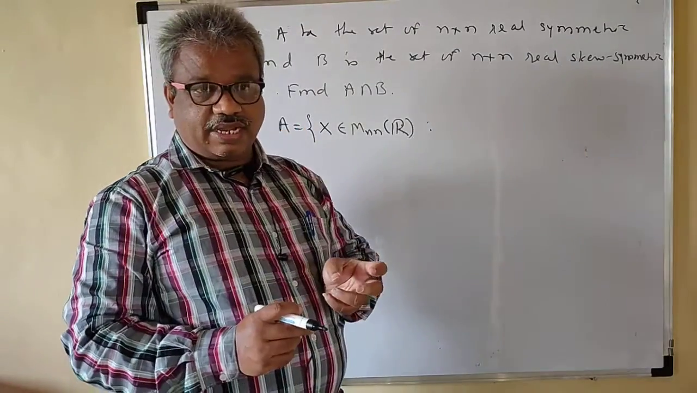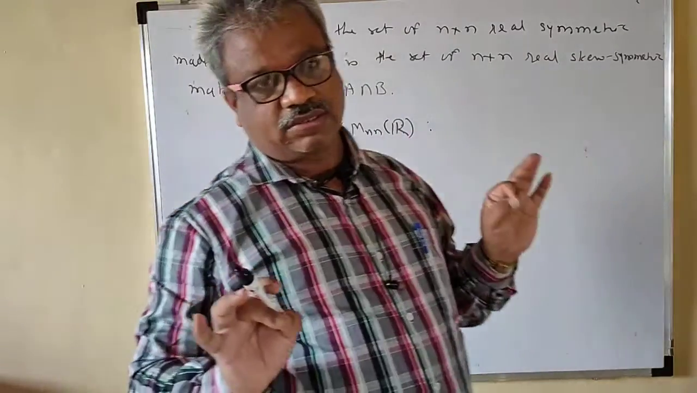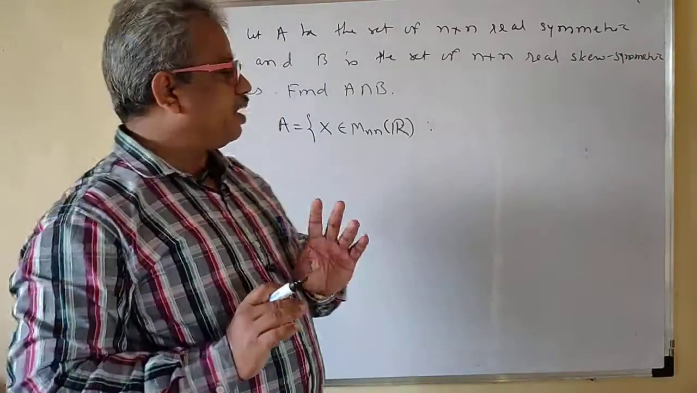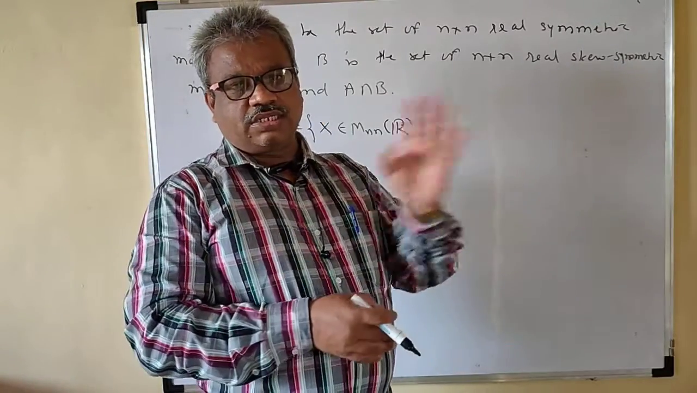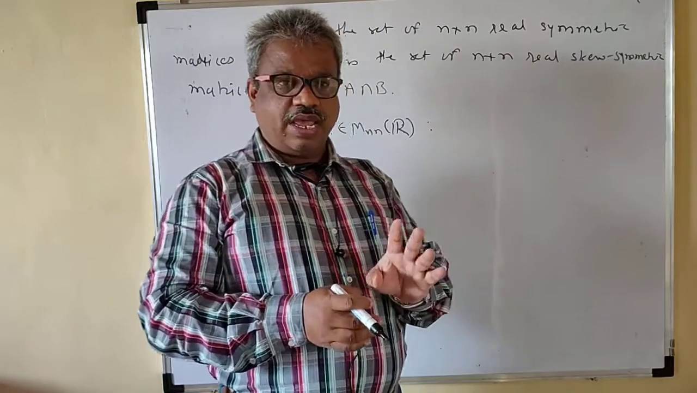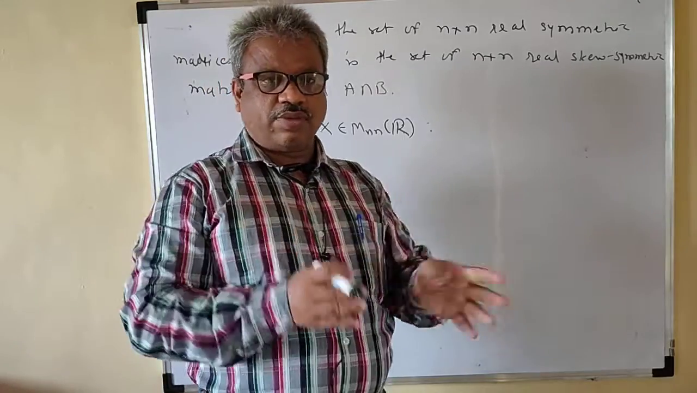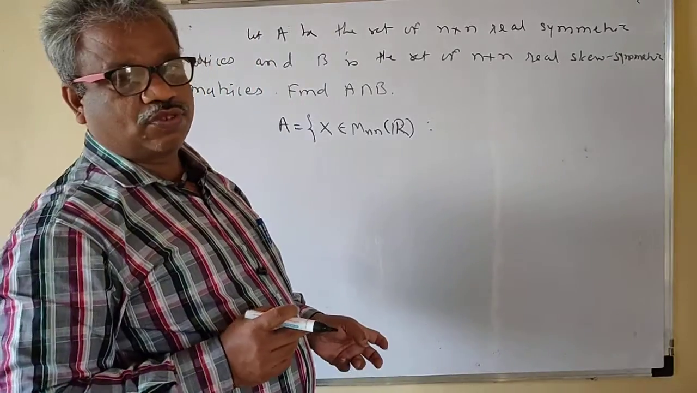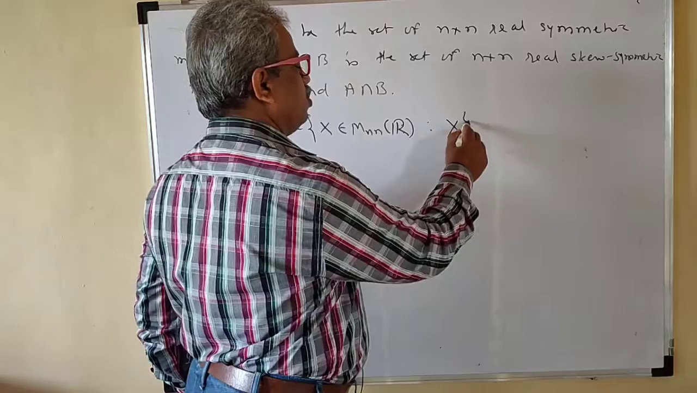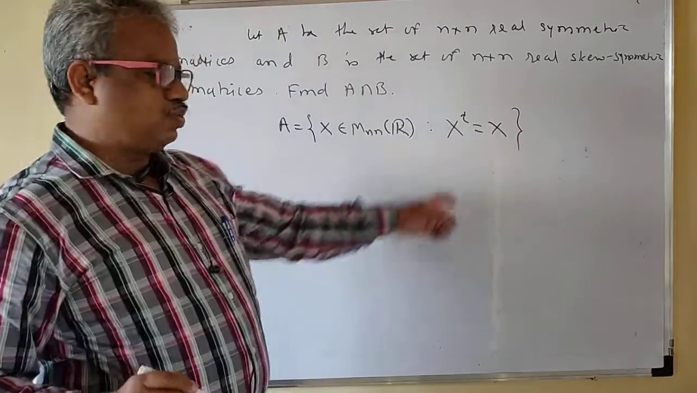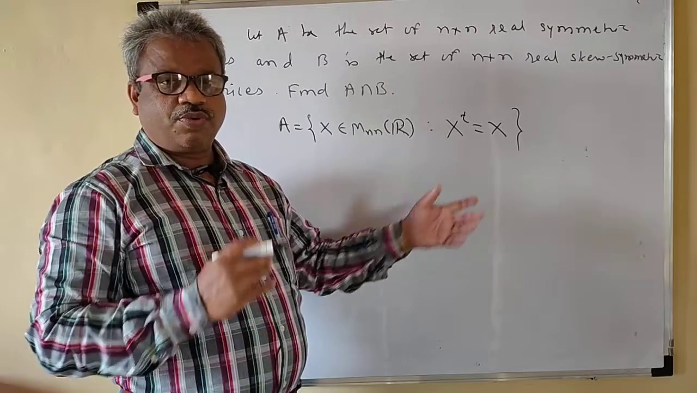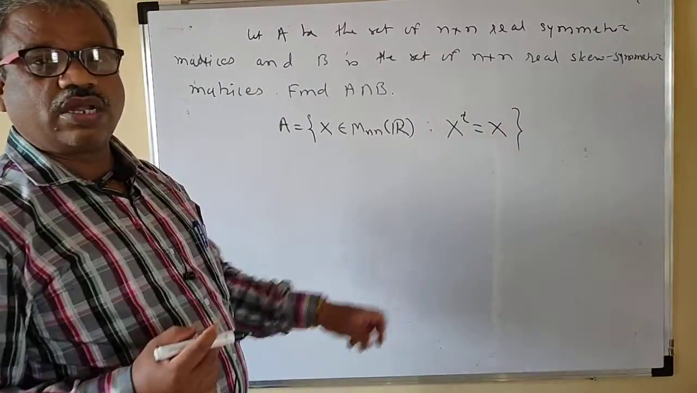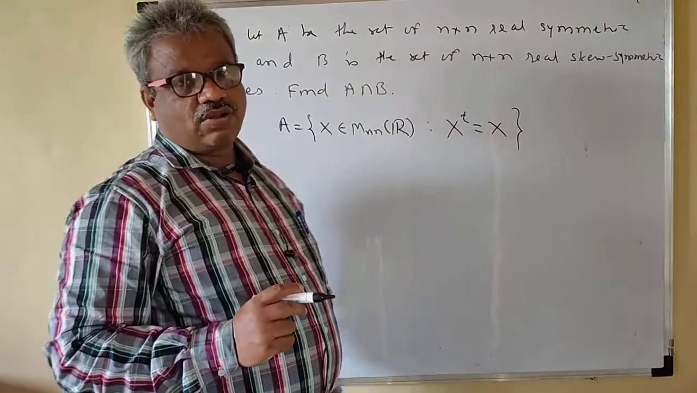When we say that a matrix is symmetric, you know that it should be a square matrix, which means the number of rows and the number of columns are the same. A symmetric matrix means that if you take the transpose, meaning interchanging rows and columns, writing rows as columns and columns as rows, the matrix remains as it is. So X transpose is equal to X. If a matrix equals its own transpose, then it is called a symmetric matrix.